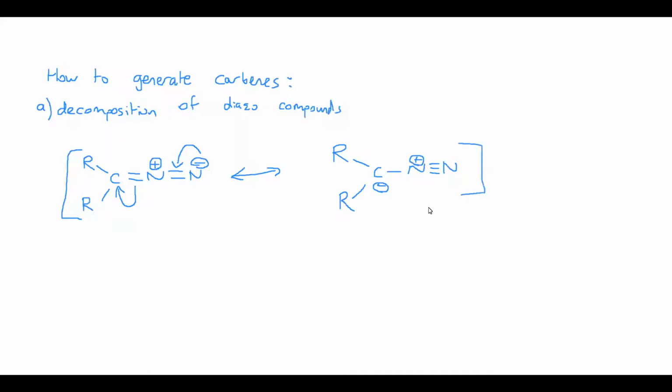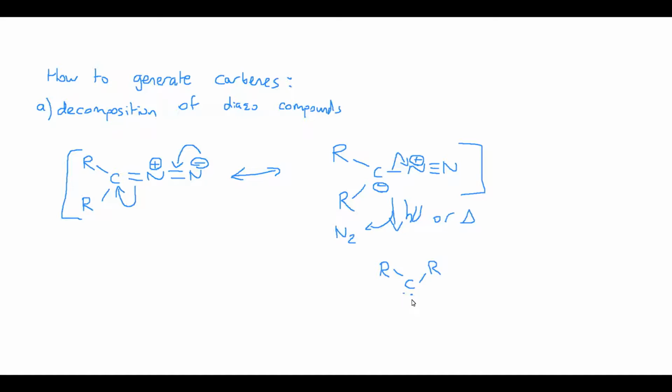Now, if we irradiate this diazo compound with UV light or heat, then we will lose nitrogen. So we will be letting nitrogen leave, and we will form this reactive intermediate of our carbene, where we have our lone pair on our carbon.